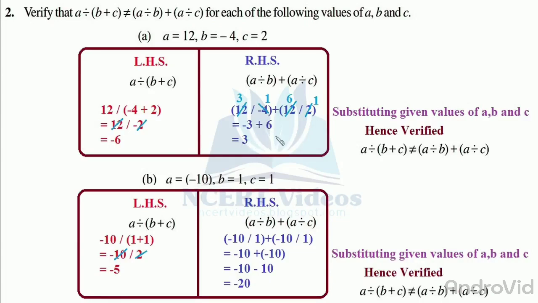So what we conclude from this is minus 6 is not equal to 3. So that is what it was asking for, verification. Therefore hence verified, it is not equal.